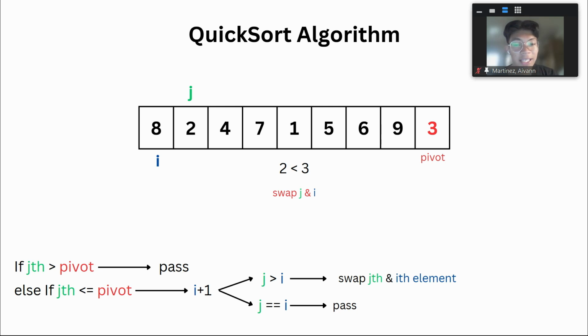After iterating i, we now have to ask, is j greater than i? Note here that j is equal to 1 and i is equal to 0. Notice here that we are talking about j and i as counters and not the elements themselves. So, since j is greater than i, we have to swap the jth and the ith element. So, we have to swap 2 and 8.